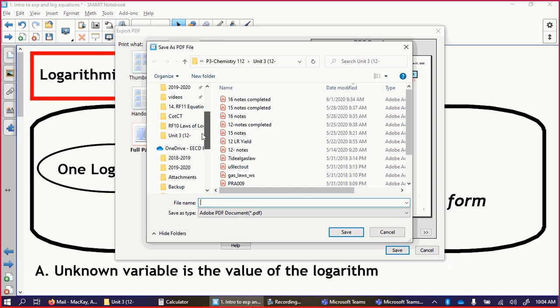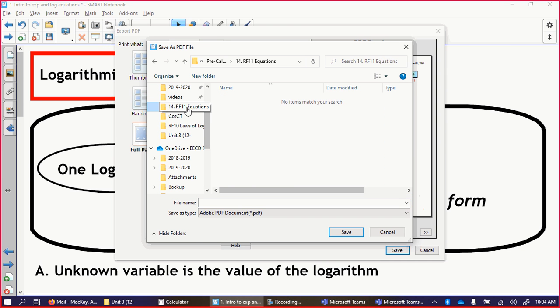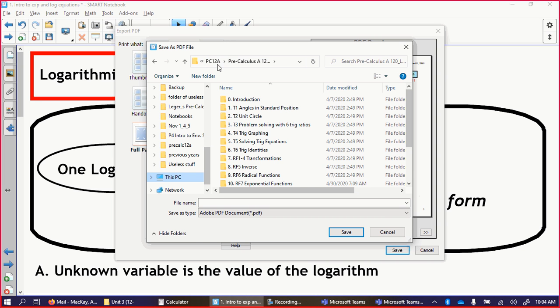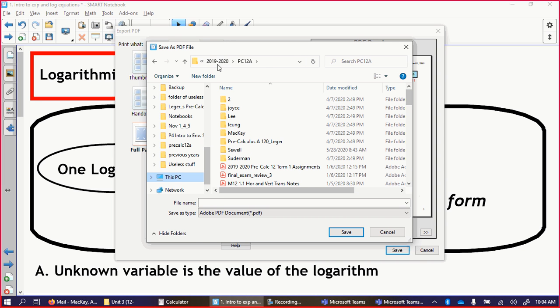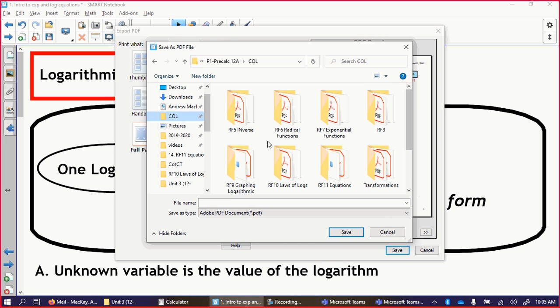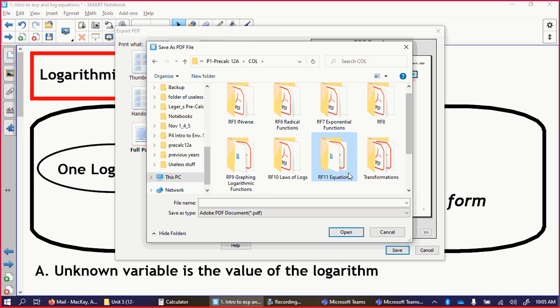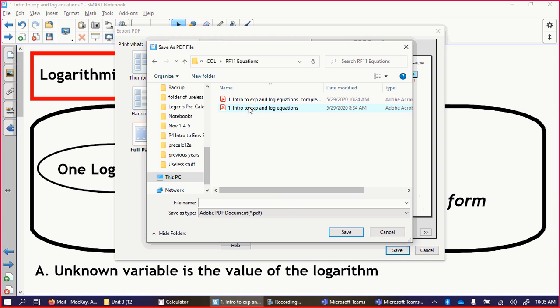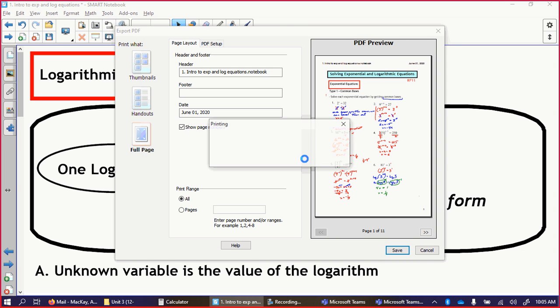Oh, wrong. Is this mine or Mrs. Legier's? Okay, put it in the right spot. Yeah, sure.